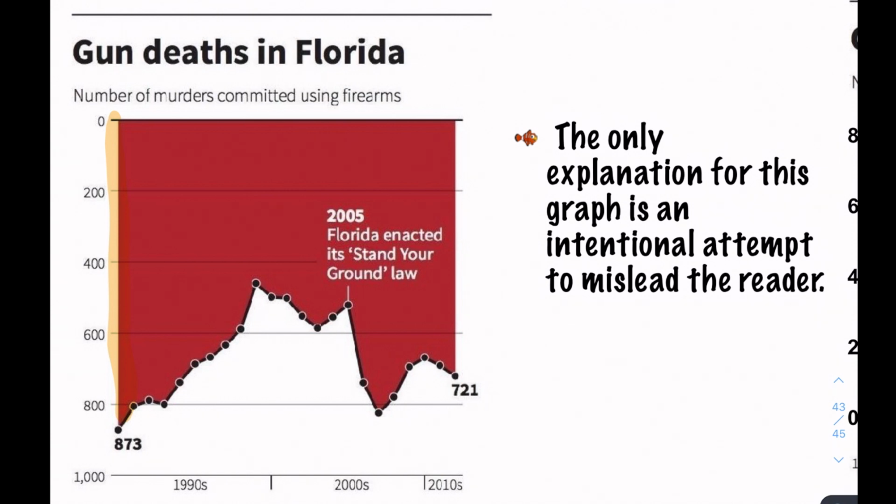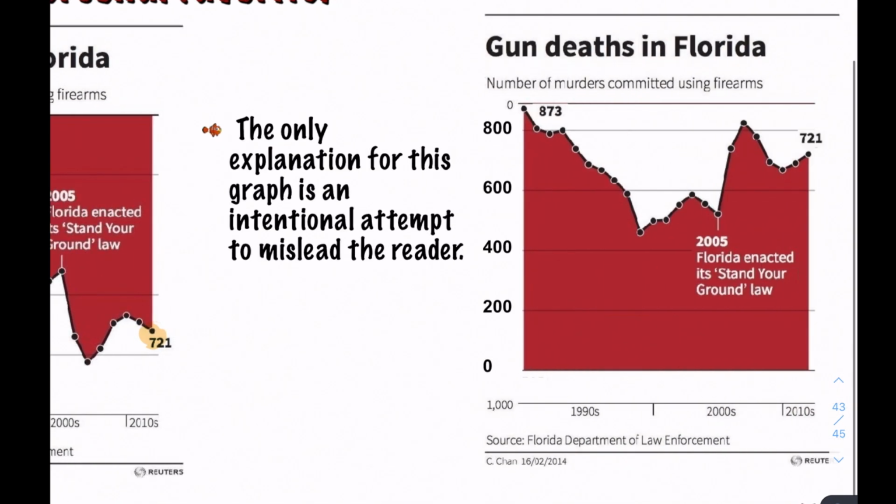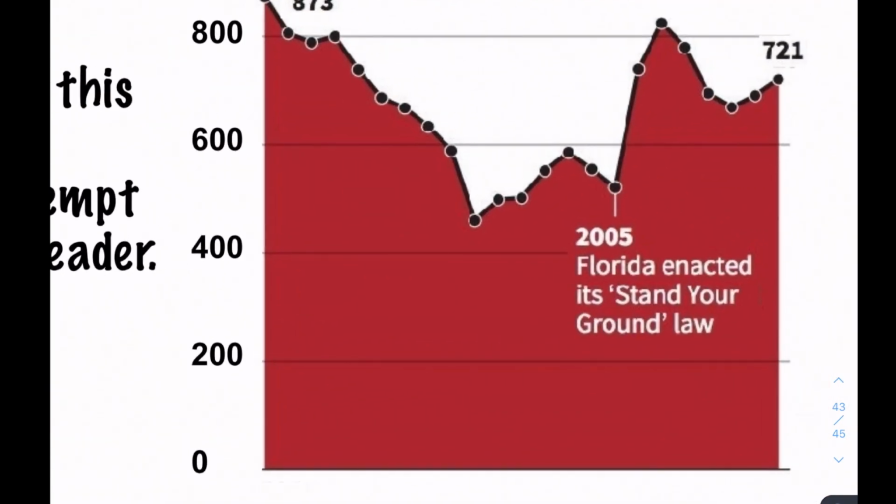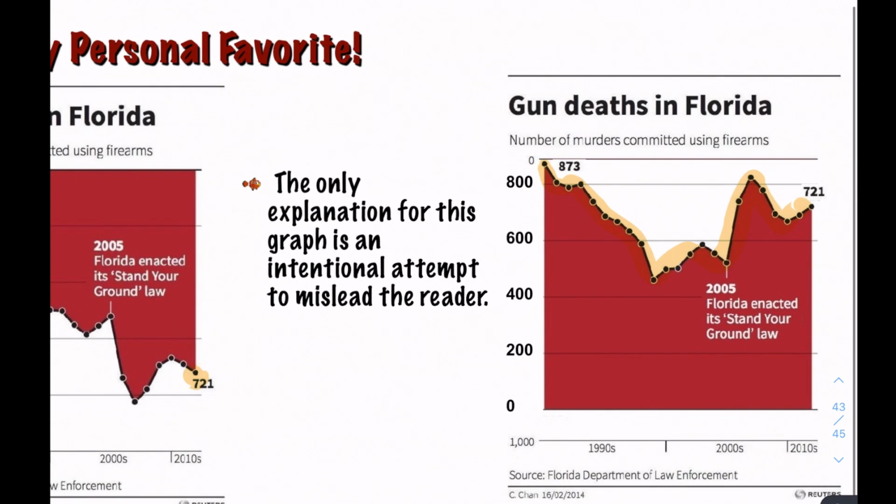What you should do, and the only explanation for this graph, is it's an intentional attempt to mislead the reader because you think the lower numbers are good. But in fact, it's inverted because numbers go up. And so if we invert this graph, we can see that the gun deaths in Florida are quite high and still rising.